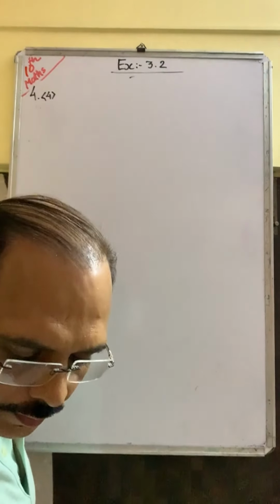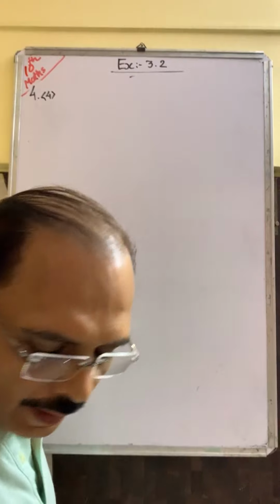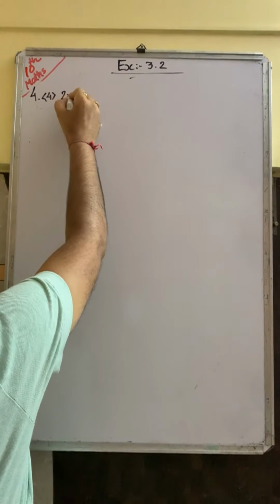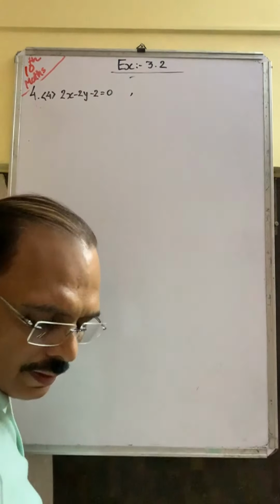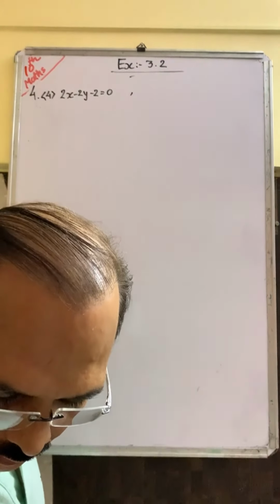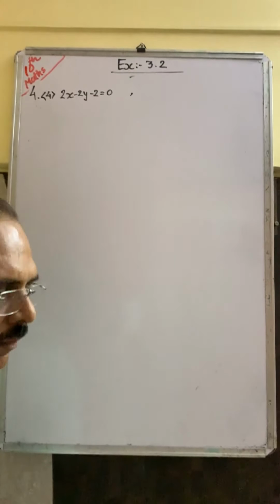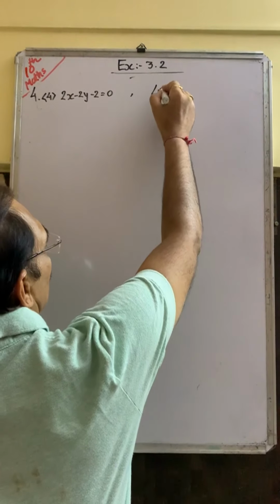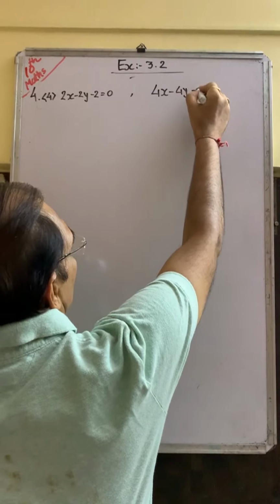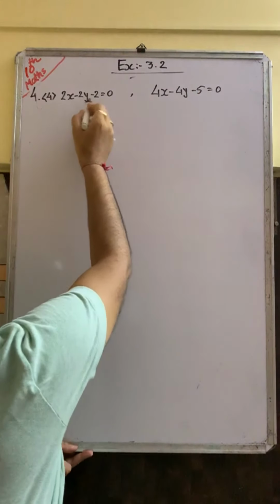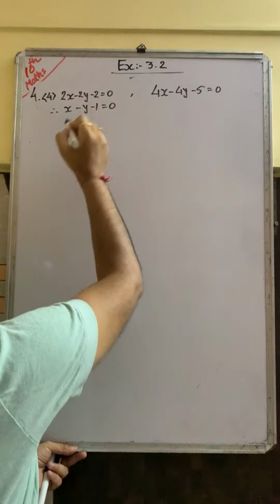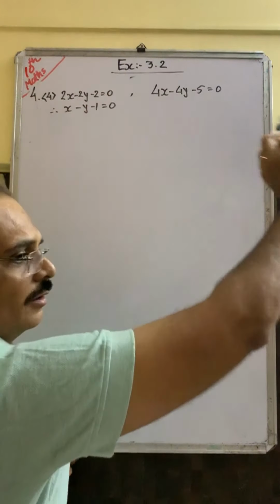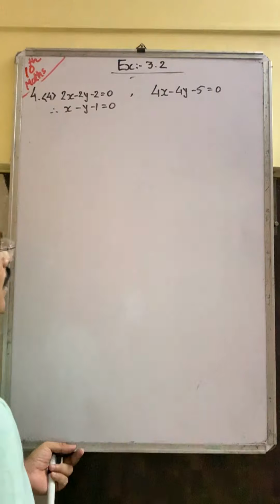Okay, 4 number is what? 2x minus 2y minus 2 equals to 0, and second equation is 4x minus 4y minus 5 equals to 0. Here you can take 2 common, 0 is there, so no need to write 2. Okay, 2 common and 2 moves this side, 0 divided by 2 is 0.